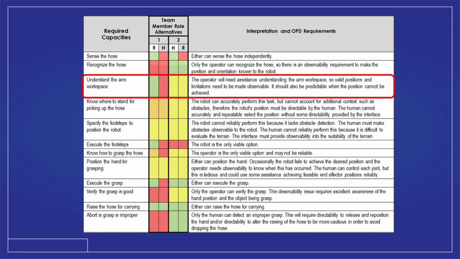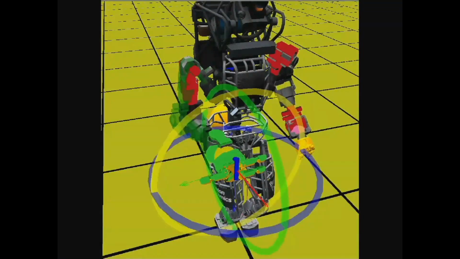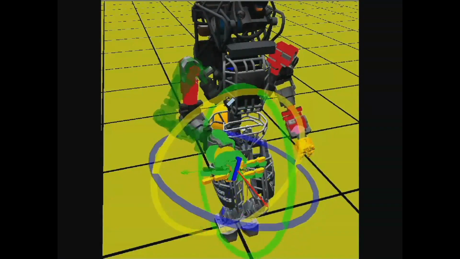It should also be predictable when the position cannot be achieved. Here we have phrased things in terms of observability and predictability, which we find translate nicely into engineering specification. There's still room for artistic interpretation about how to satisfy those requirements, but it should be clear when they are met and when they are not. This was our interpretation during the DRC about how to meet these requirements.